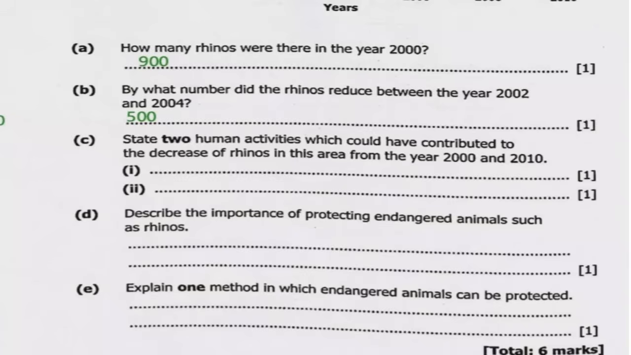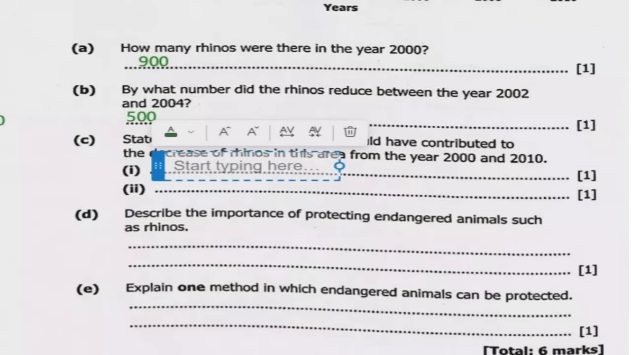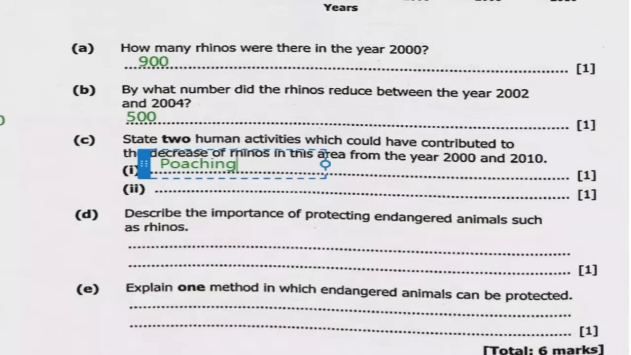State 2 human activities which could have contributed to the decrease of linos in this area from the year 2000 to the year 2010. Okay, so things that contribute to the reducing of linos. The direct one is poaching. Okay, that is poaching. Killing of animals illegally.